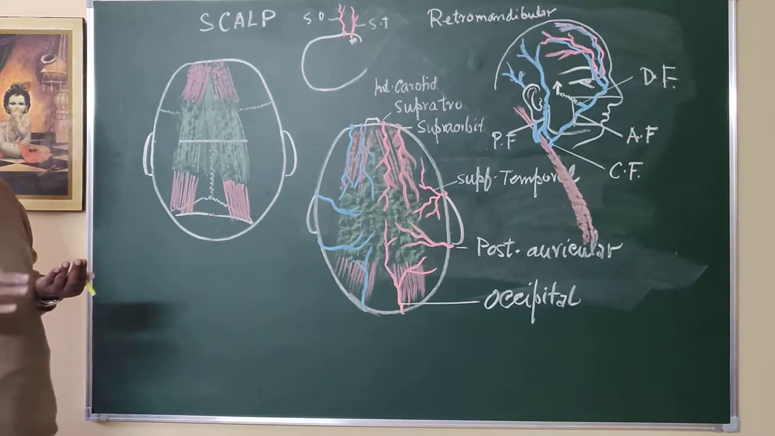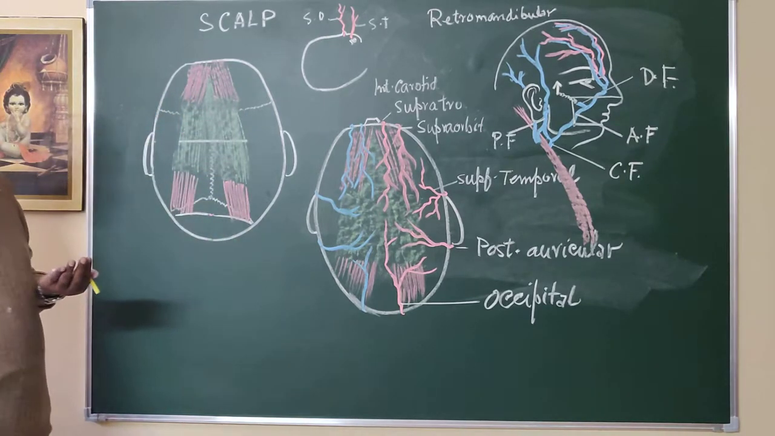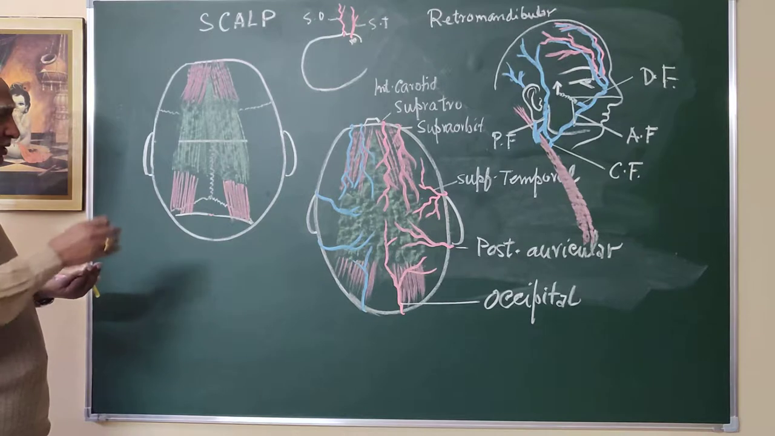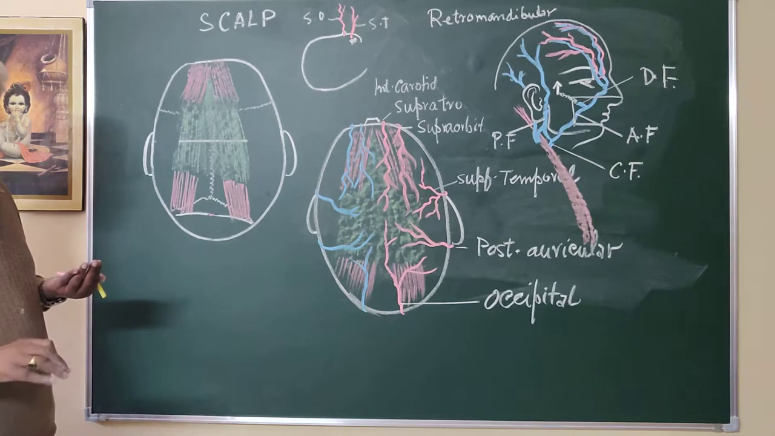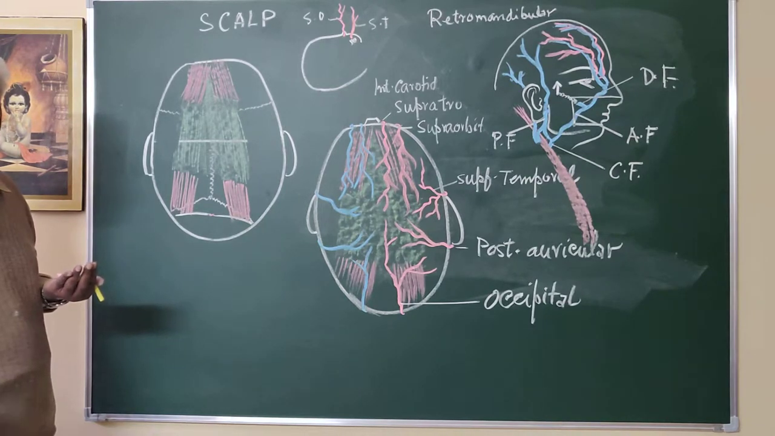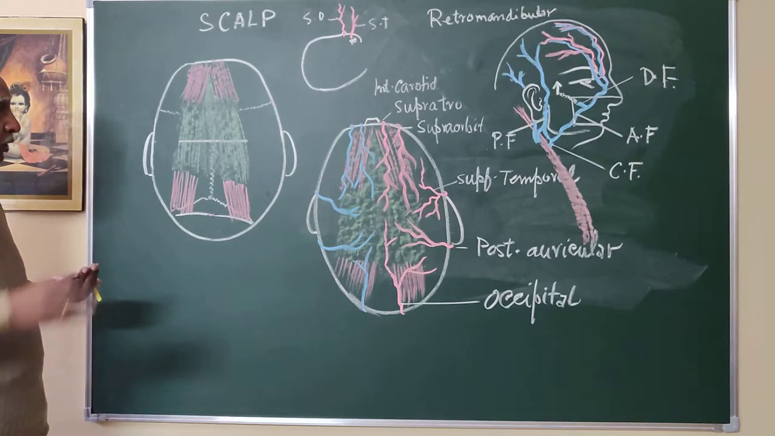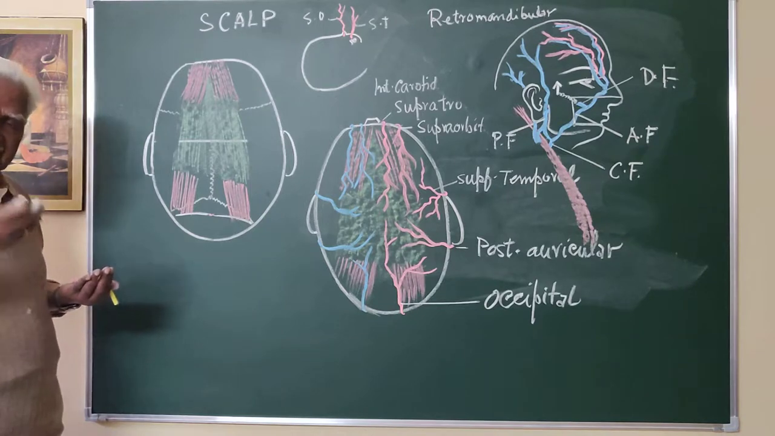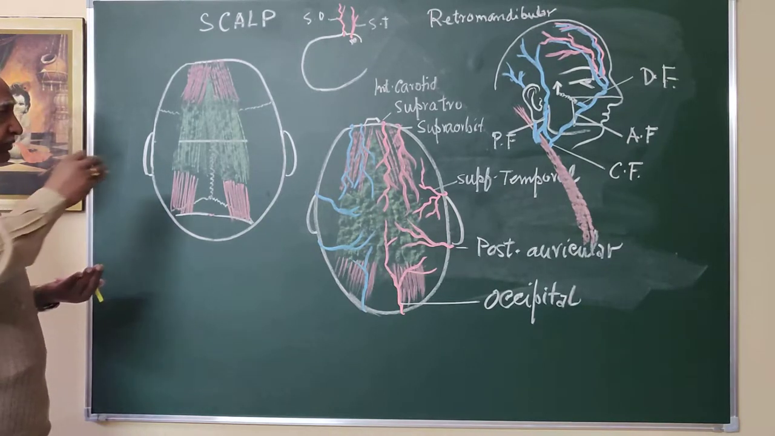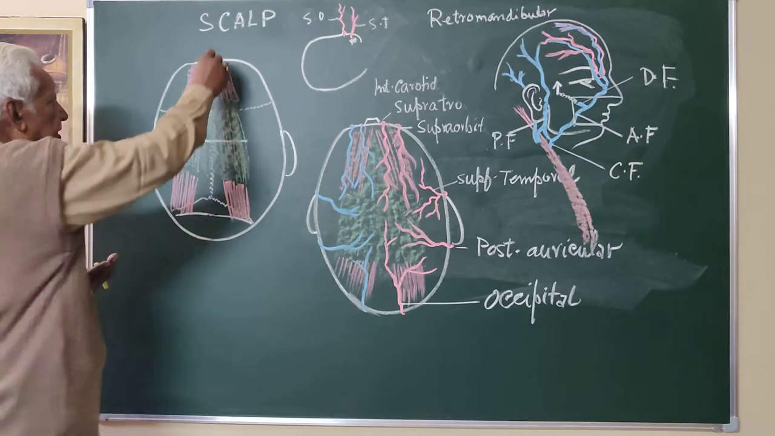Now you have to understand that in the layers of the scalp there were the two bellies, the frontal bellies and the occipital bellies of the occipitofrontalis muscle. Any muscle in the body is to be supplied by a motor nerve. Motor nerves are those which supply a particular muscle, whereas the skin over this region, not only of the scalp but also of the face, has to be supplied by sensory nerves. So the nerves can be understood basically as the motor nerves and the sensory nerves.